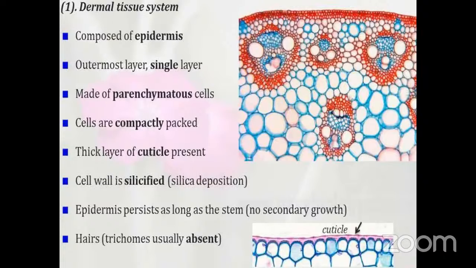Then hairs such as trichomes, what you found in dicot stem, are absent here. Trichomes are absent. And here we have to talk about that cell wall is silicified due to the silica deposition. Human beings cannot take grass plants as their food. That is, coming to the dicotyledonous coriander, palak, then amaranthus, all these leaf vegetables are taken by humans. But grasses, human beings don't have the capacity of digesting these plants because of the deposition of silica.